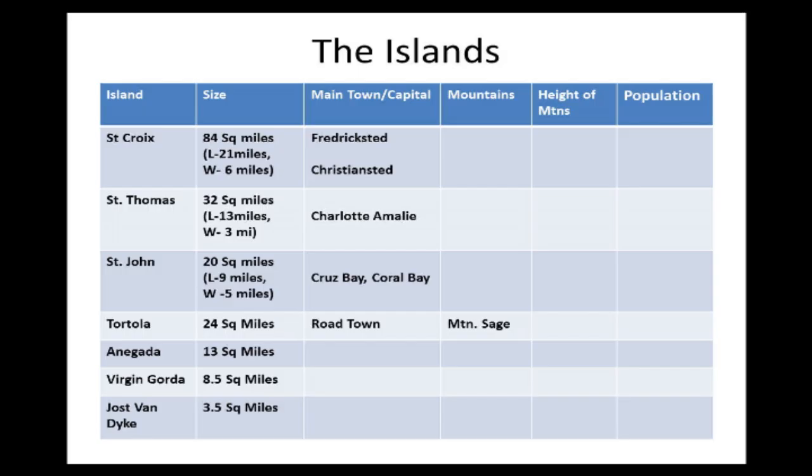The largest island in the British Virgin Islands is Tortola, while the largest island in the United States Virgin Islands is St. Croix. Charlotte Amalie is the capital of the United States Virgin Islands, and Road Town is the capital of the British Virgin Islands. Please copy the table and complete information relating to mountains and current population of each island. This information can be easily found with the help of Google.